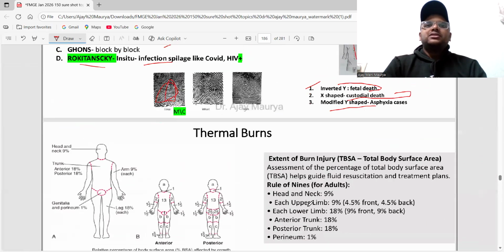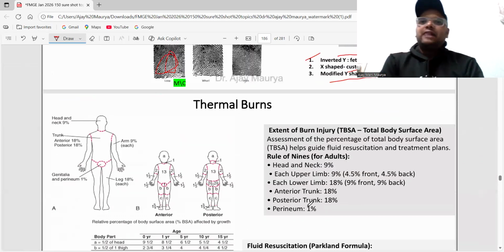Next one, the thermal burns here. I will try to send one video in the group. Try to check the thermal burns there. It's going to be very easy. And they're always going to ask one question from here.